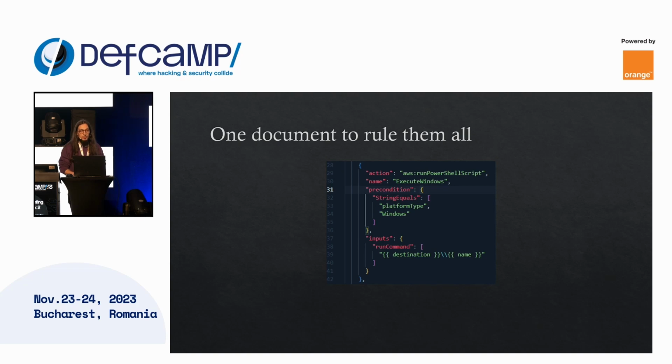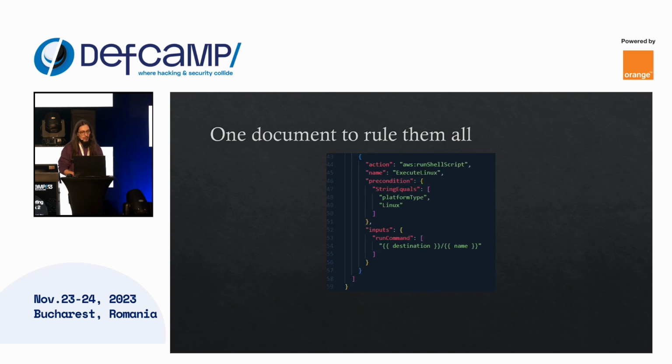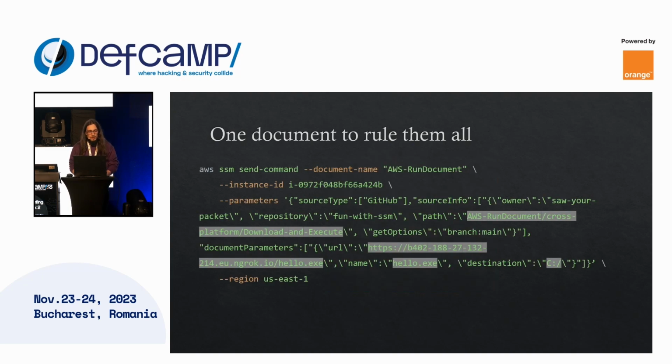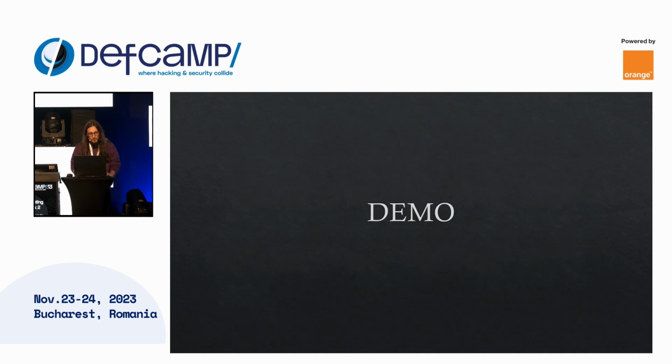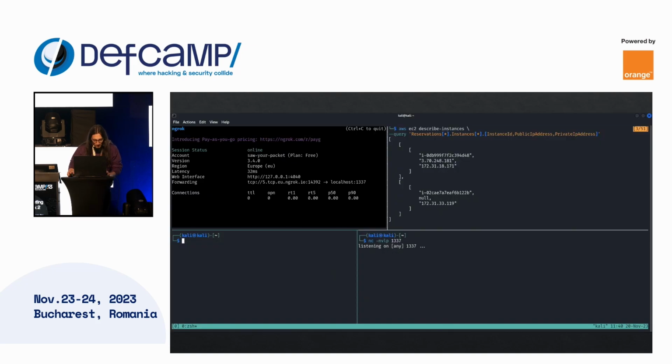The next step is to run the file if the system is Windows, and the other step is to run the file if the system is Linux. And I think you can do whatever you want with this document. And this is the AWS CLI payload. I will leave a link at the end of the presentation with this repository, but I just wanted to show you that it exists. Cool. Let's dive into the demo.